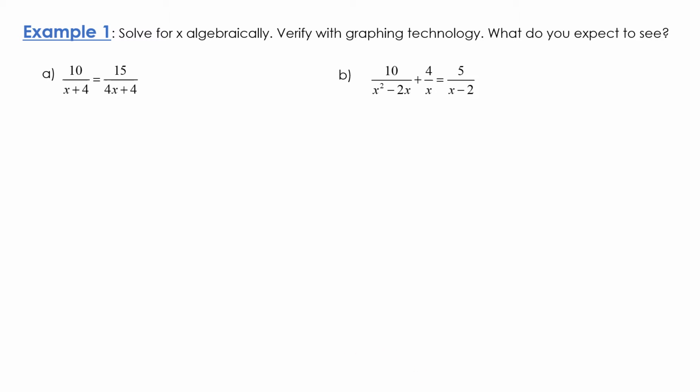First thing we have to do is look for restrictions before we can do anything. We have to state our restrictions. So x cannot equal, the first rational expression gives us x cannot equal -4. The second one, we can maybe tell what it is by looking at it, but if we factor, it might be a little easier to see. So I'm just going to factor the second denominator, for x plus 1. So I can see my other restriction is -1. Those are my two restrictions.